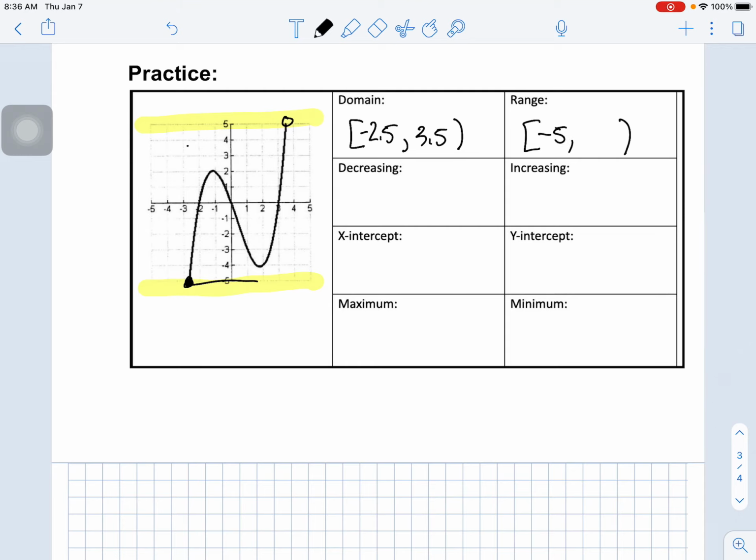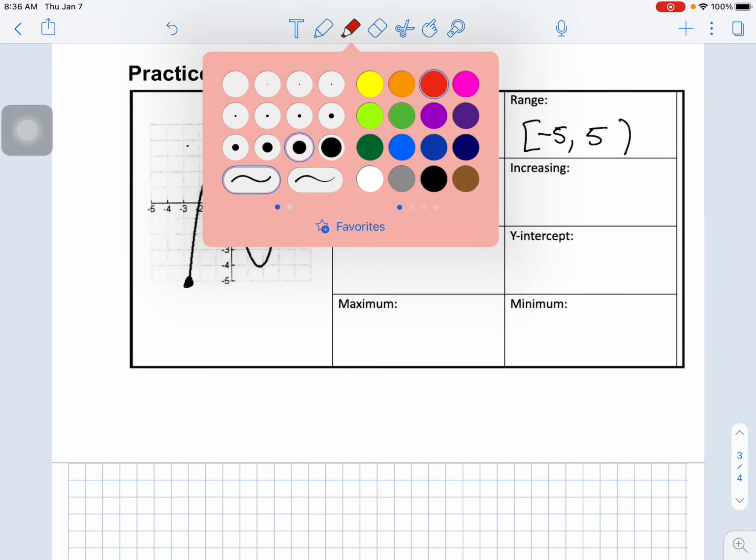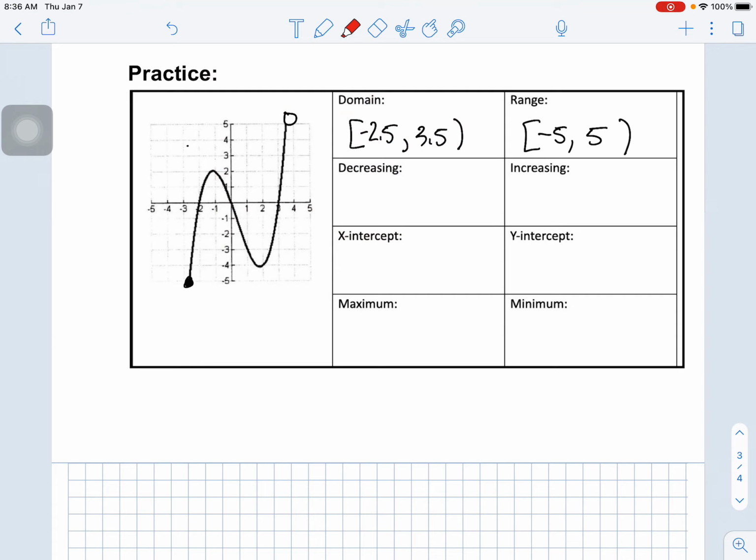The lowest point is -5. The highest point is +5. So the span of y values, the height of my graph, goes from -5 to +5. And then for this next section on the test, I highly recommend that you highlight your graph, just so I can see if you write the notation wrong, but you can find those points. I can give you credit for that.